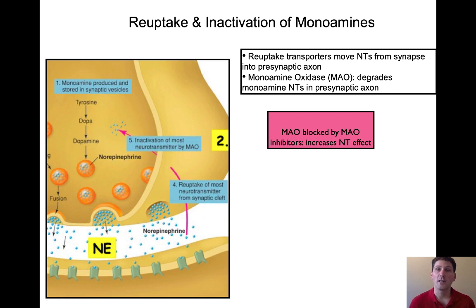MAO can be blocked by MAO inhibitors, so these are often antidepressants that help to increase that neurotransmitter's effect. So this is one way to keep that neurotransmitter in here longer and allow for an excitatory response on that postsynaptic cell.